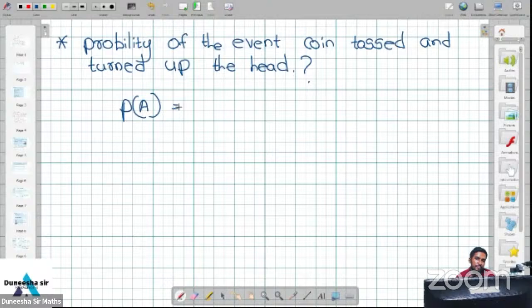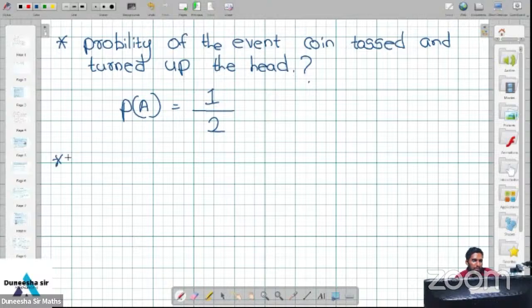What is the sample space of this one? What is the number? How many outcomes in the sample space? 2. 2. Then how many heads in a coin? 1. 1. Okay. Then what is the probability of this? P(A) equal to 1 over 2.